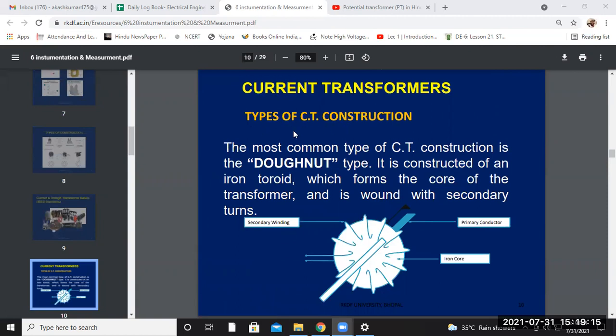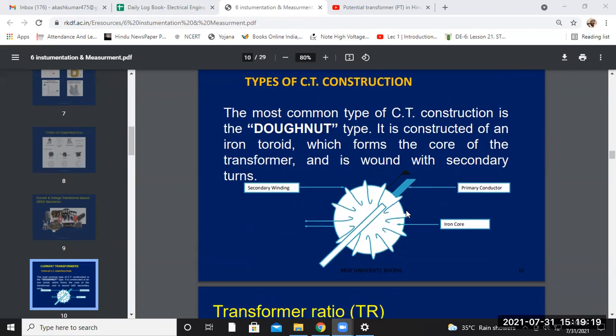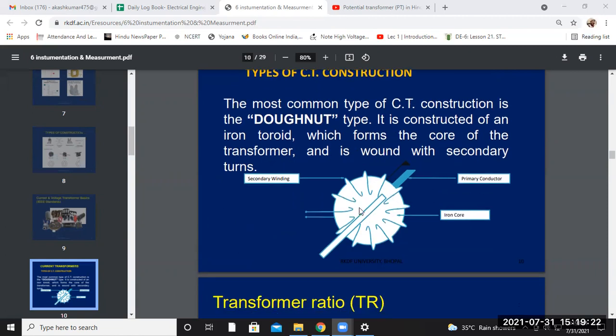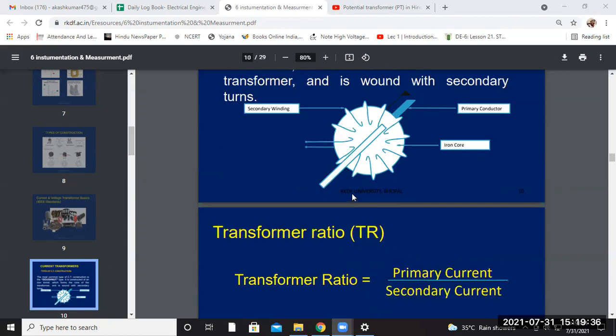These are current transformer types. The primary conductor for this one is your primary conductor, that is the rod flowing through the middle portion, the air core of the secondary core. This is the iron core, but the middle portion is the air core, and the winding that is provided on the iron core is named as your secondary winding.